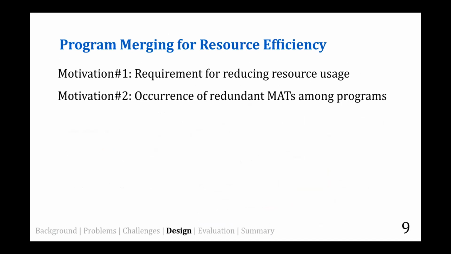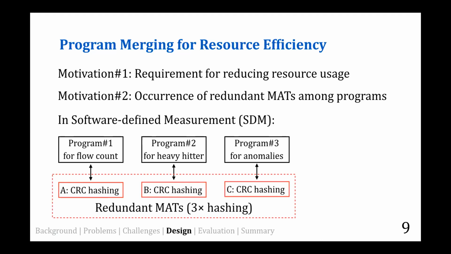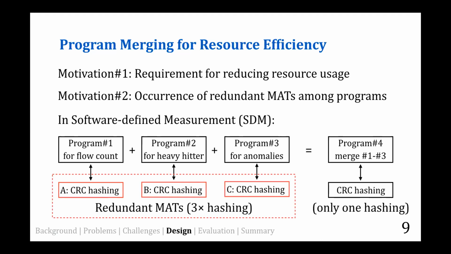Thereafter, SPEED merges TDGs by detecting and merging redundant MATs. The motivation behind is twofold. First, it is essential to reduce overall resource usage, since switch resources are limited. Second, we observe that the TDGs of different programs may invoke the same MATs to execute the same operations. For example, here are three programs for software-defined measurement. All the three programs invoke an MAT to conduct CRC hashing on packet headers. When deploying these programs on substrate network, the three MATs that execute hashing become redundant. To this end, SPEED proposes to merge these redundant MATs to save overall switch resources. In this figure, after merging, SPEED reduces the number of hashing from 3 to 1, which reduces switch resource usage.